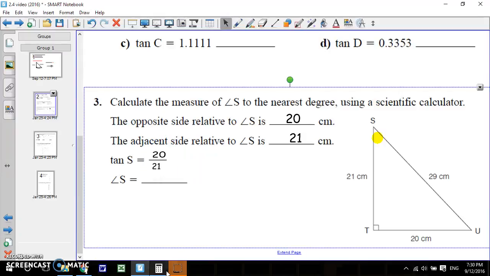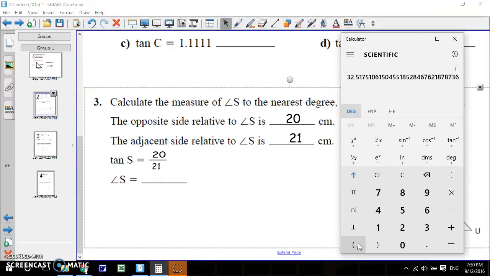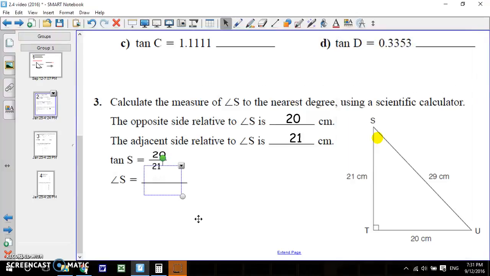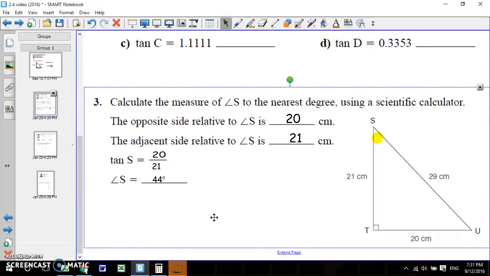Using your scientific calculator, in my case, I have to calculate 20 divided by 21. It gives me 0.9523 something something. And now I have to use the inverse tangent function to find that the size of angle S is approximately 44 degrees. So this is how you can apply TOA, or tangent of an angle, in a right triangle to solve for the missing angle.